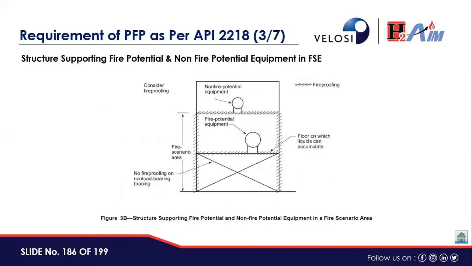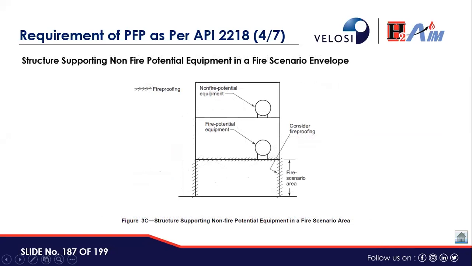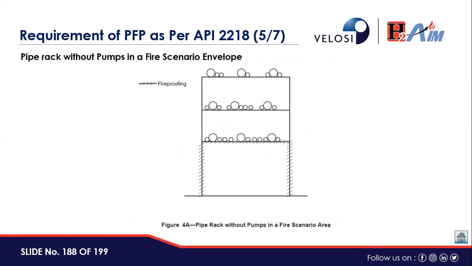And this is the fire supporting fire potential and non-fire potential equipment in the fire scenario area. Structure supporting non-fire potential equipment in the fire scenario area. And this is the pipe rack without pumps in a fire scenario area. So this is the fireproofing. This dashed line is the fireproofing.